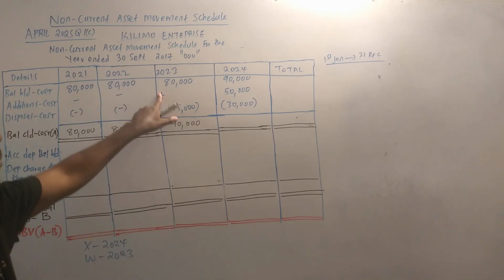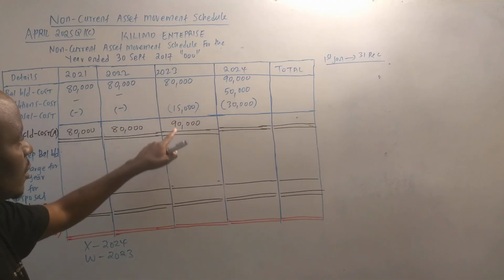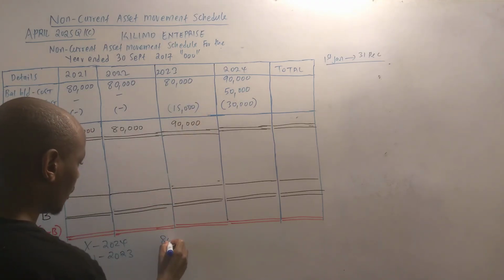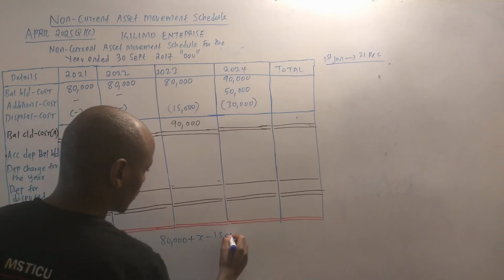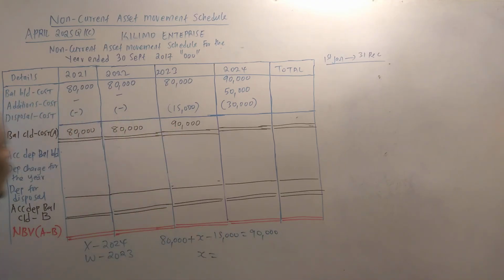Now in this case, 80,000 plus a figure here minus 15,000 must give you 90,000. So what will be this figure? Let us assume it is x. So we say 80,000 plus x minus 15,000 must give us 90,000. The value of x will be our addition. So it will be 90,000 plus 15,000 minus 80,000. That is 25,000.